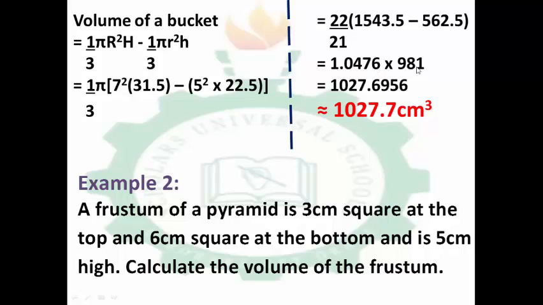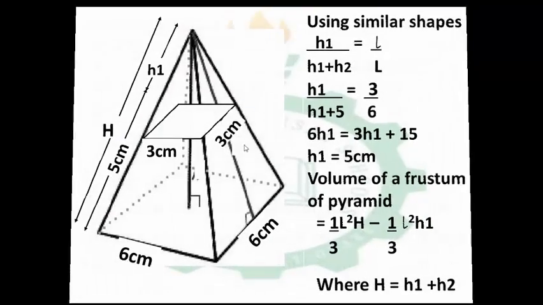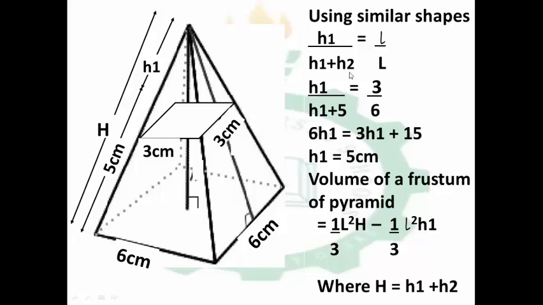A frustum of a pyramid is 3 centimeters square at the top and 6 centimeters square at the bottom, and is 5 centimeters high. Calculate the volume of the frustum. Now using similar shapes, remember h1 over h1 plus h2 is equal to small l over capital L. And we are given from the question, our h2 is 5 centimeters.